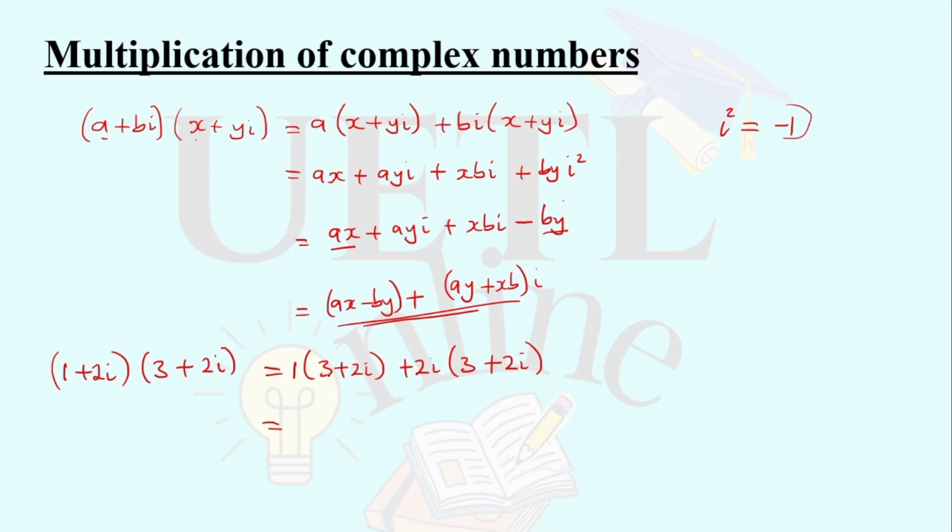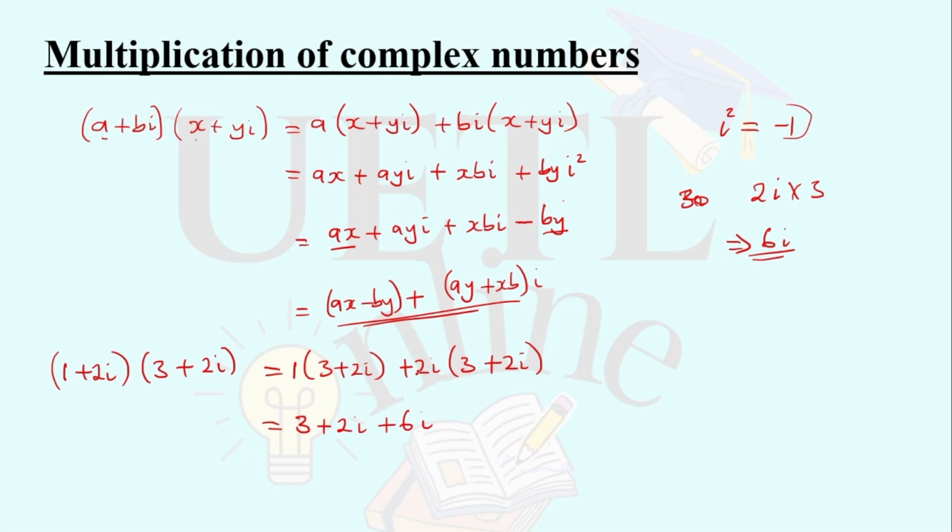1 multiplied by 3, we're going to get 3. 1 multiplied by 2i, we're going to get 2i. Then here, 2i multiplied by 3, we're going to get 6i. In this multiplication, 2i multiplied by 3, you just multiply the numbers and leave an i here. Like this, it becomes 6i. Just like variables.